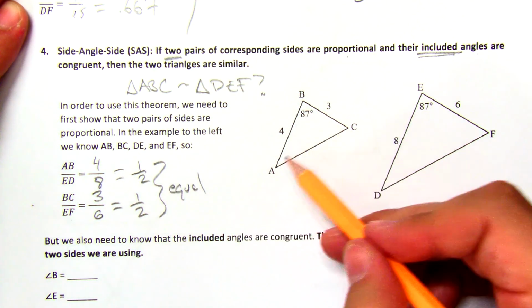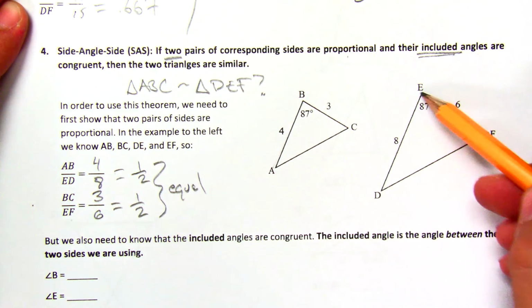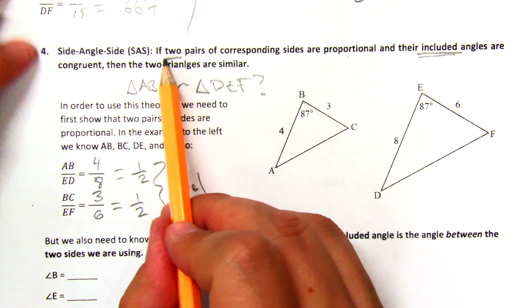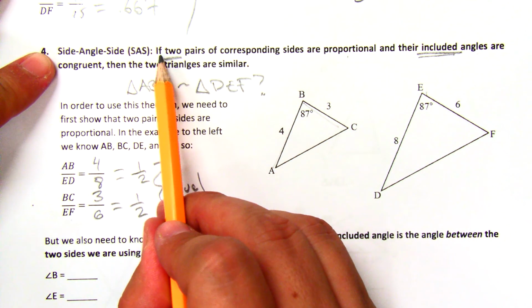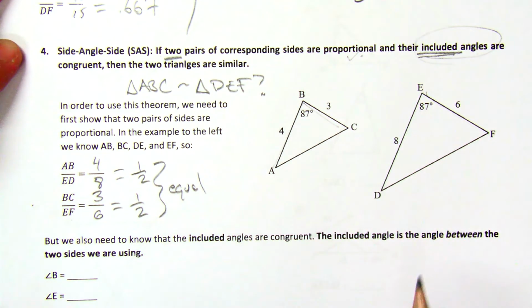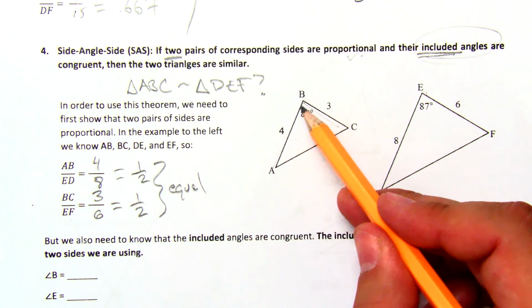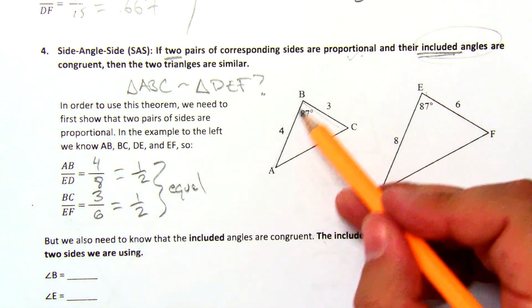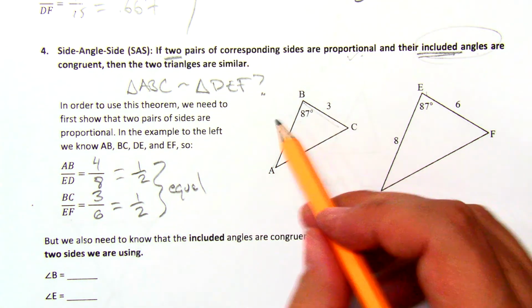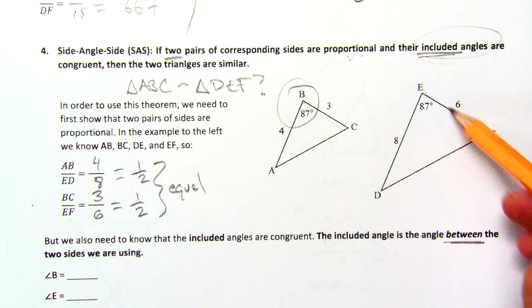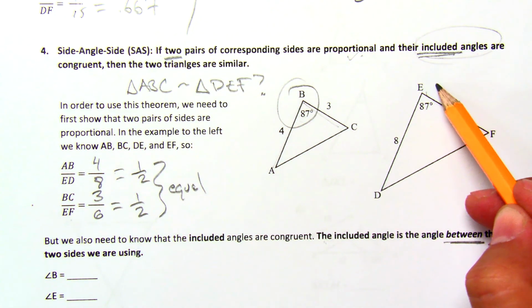Okay, so the ratio between this side and this side is the same as the ratio between this side here and this side here. The side-angle-side theorem says if two pairs of corresponding sides are proportional, check, and their included angles are congruent. Now, the included angle means the angle between the two sides we use. So we used AB and BC in this triangle, so the angle between them is angle B. In this triangle, we use DE and EF. The angle between them, the included angle, is angle E.